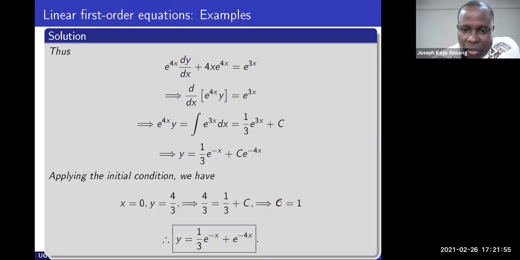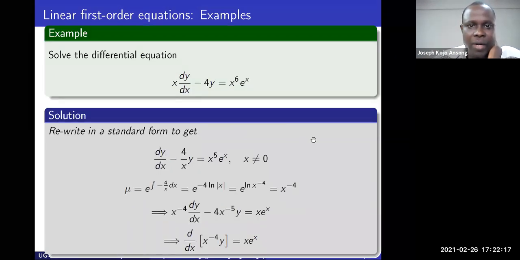If you solve for c, you know that c is equal to 1. You put it back here, then your final solution, which is a particular solution, is y is equal to 1 over 3 e to the minus x plus e to the minus 4x. That gives you your solution to the differential equation. So that is one example.